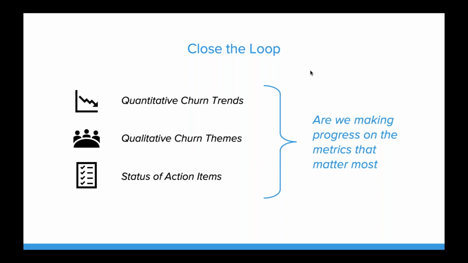And then the status of action items, right? There are probably a bunch of action items that come out of this analysis, out of this intelligence. There are XYZ things we want to do. Just even making sure that we're following through on that and checking in with all the different players that are playing a role in driving that home. So ultimately, what we're trying to understand is, are we making progress on the metrics that matter most to the business? Are we having a real positive impact with our churn analysis and our competitive intelligence?